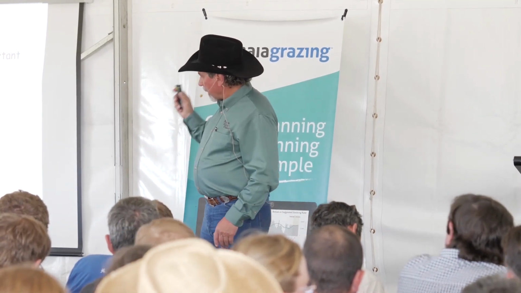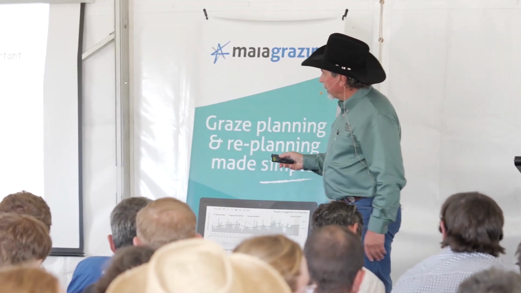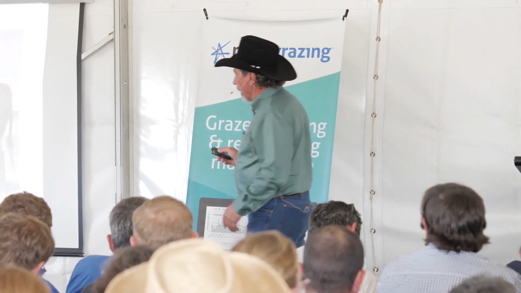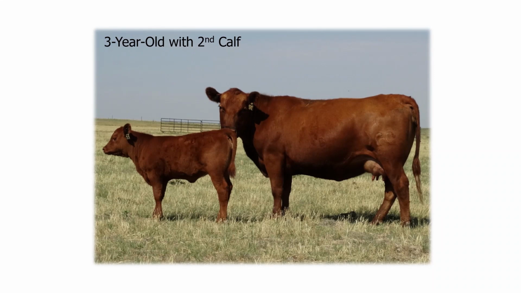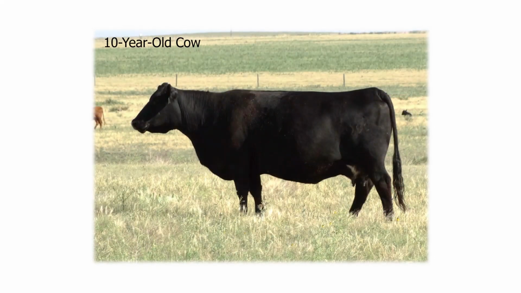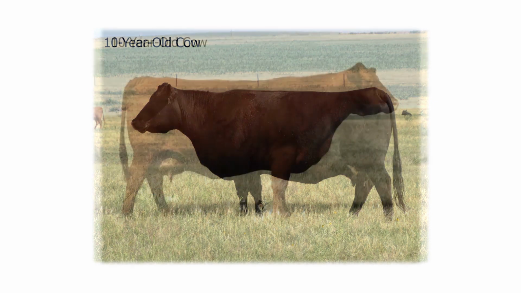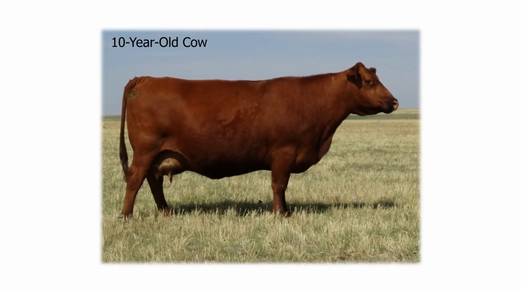Okay, we want a cow with a lot of volume and capacity. I'm going to go through some pictures here. These are mama cows. Nothing special about these cows except that they have survived in our program and keep doing what we ask them to do. That's a 3-frame cow. Most of the cows I'm going to show you are 10-year-old cows. This is Parker's grandma.